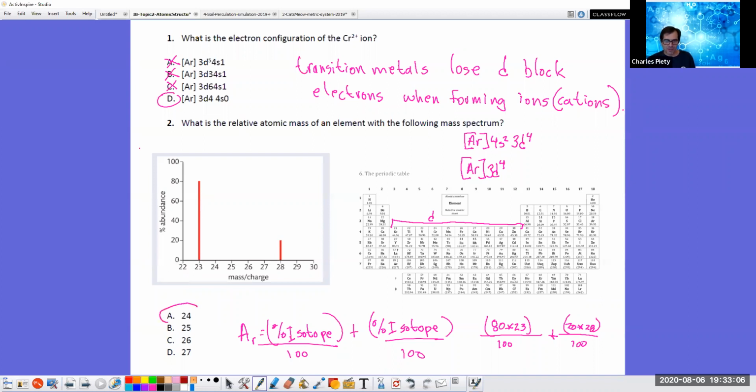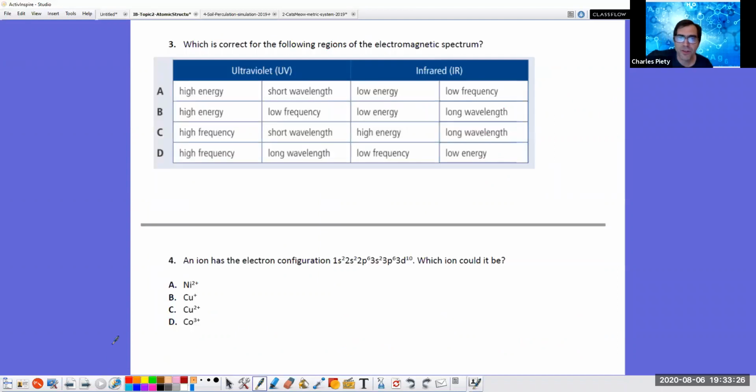You know, my first thought was it's not 24, but then I thought, you know what, it kind of could be. We know that it couldn't be 27 because most of this is down here. You know that it probably couldn't be 26. You could quickly, if you didn't want to figure this out, guess between these two. Okay, let's see. Which is correct for the following regions of the electromagnetic spectrum?